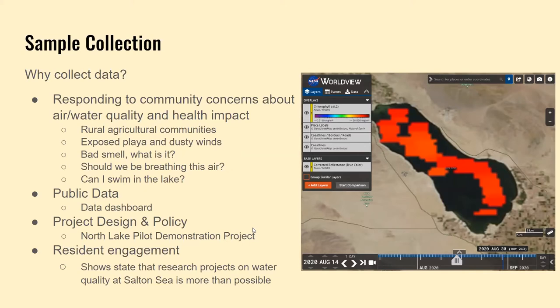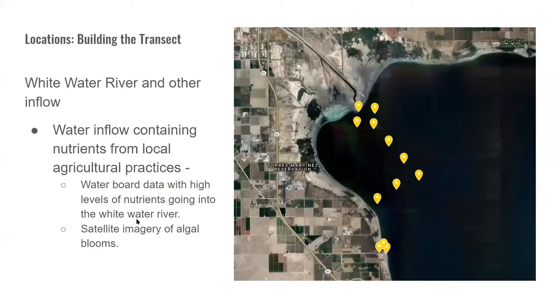Another reason is for project design and policy. Project design and policy at the Salton Sea needs to be informed by data. This data is being collected to influence project design and policy at the Salton Sea, such as upcoming projects like the North Lake Pilot Demonstration Project. Moving on to the next point. Furthermore, the community science program was established as a method to show the state that research projects on water quality at the Salton Sea are more than possible. We will see later the instrumentation and our methods of collecting the sample data. But first, move on to the next slide.